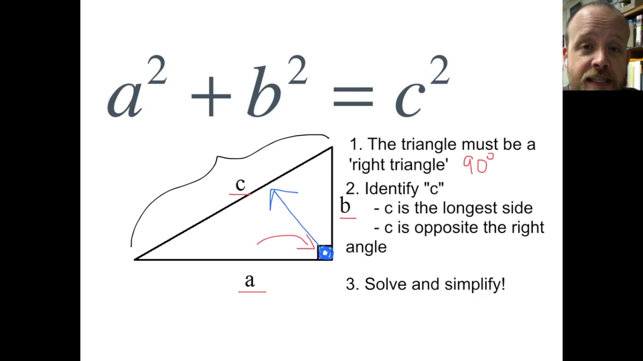The final thing is that we have to solve and simplify. After all, it's just an equation. We plug in our numbers and we're going to work it out. Now remember, we are going to end up with radicals in most of our answers. Let's look at an example.